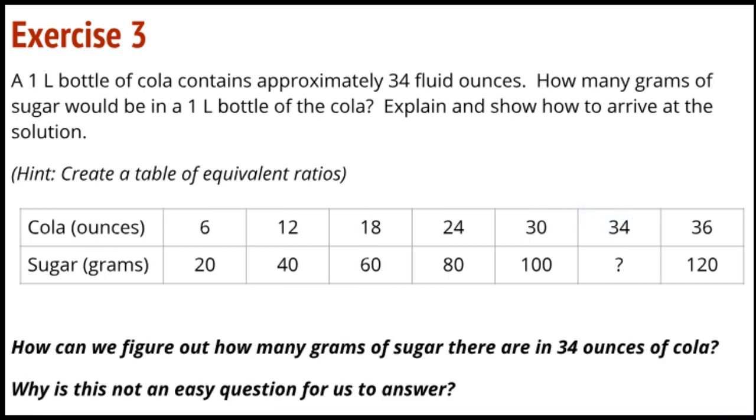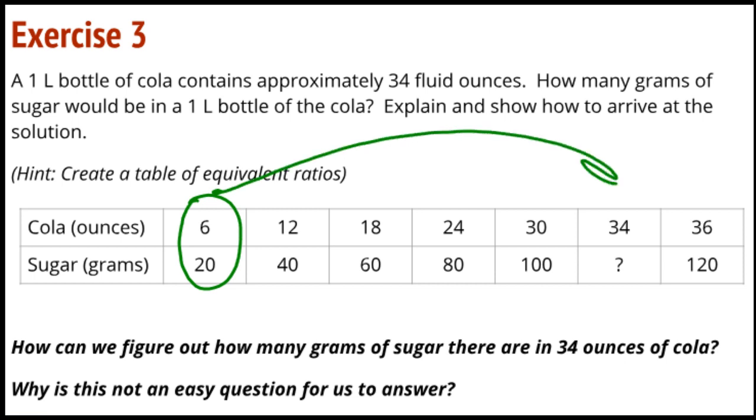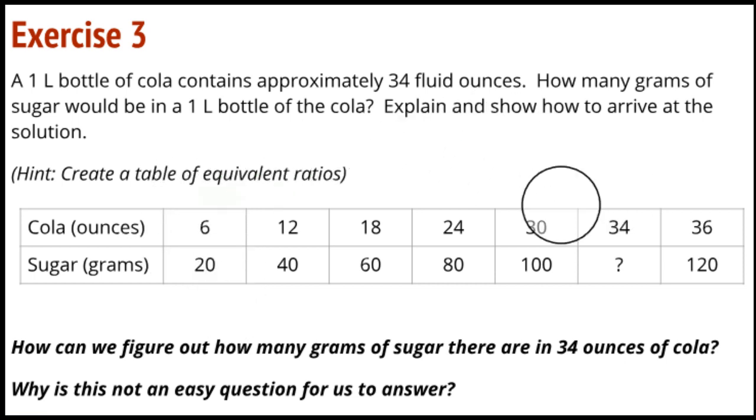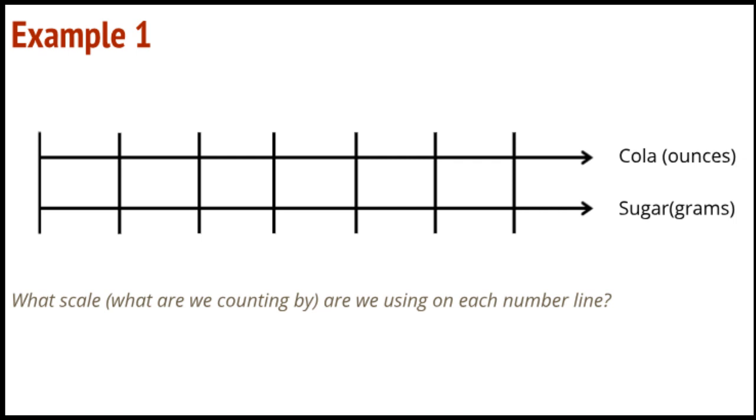So how could we figure out how many grams of sugar there are in 34 ounces of cola? Why is this not an easy question for us to answer? Well, we're not counting by anything regular here. I don't have anything that I can scale 6 up to reach 34. It's just not there. So I'm going to need another strategy. And what we're going to use here today is a double number line.